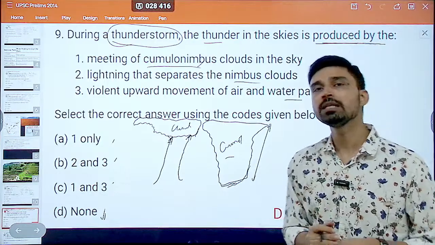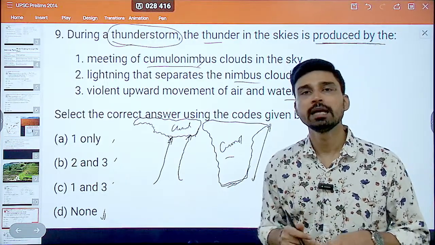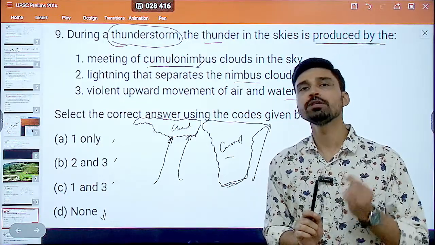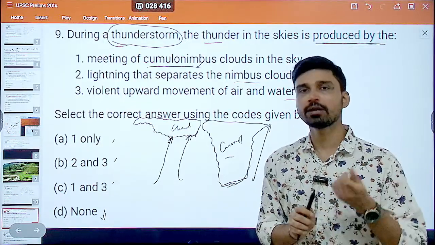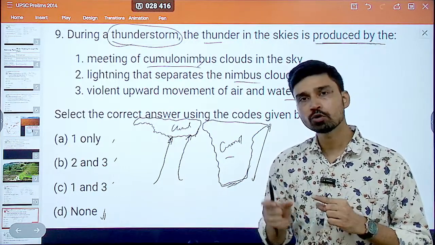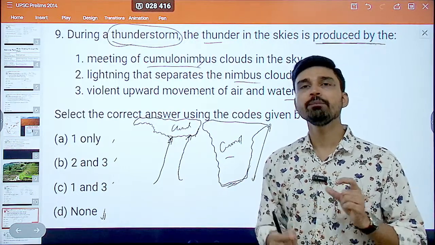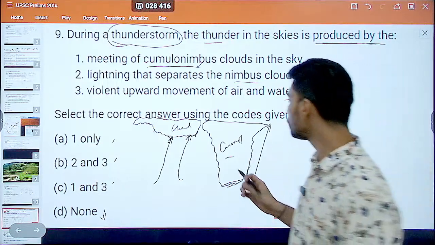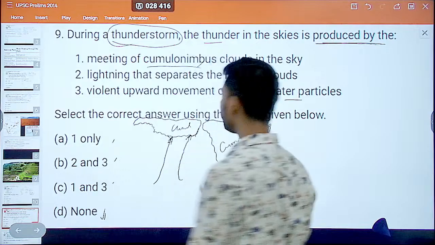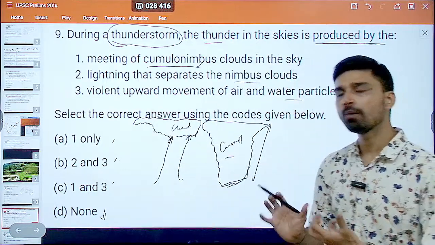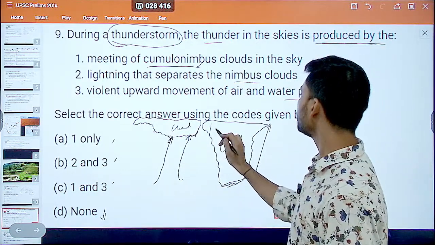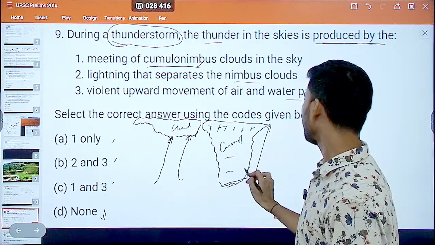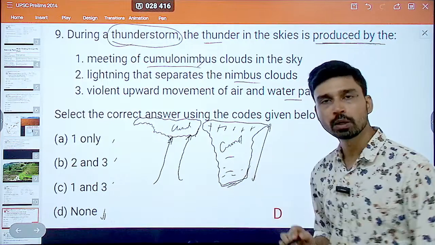As you might have seen in a normal experiment, if you rub a pen in your hair and try to pick up a small piece of paper, the paper gets attracted to the pen. Why does it happen? Because due to rubbing, the pen and paper acquire opposite charges. Same thing happens here also. As the water droplets and ice particles acquire opposite charges, the positive charges get accumulated in the upper part of the cloud, and negative charges get accumulated in the lower part of the cloud.